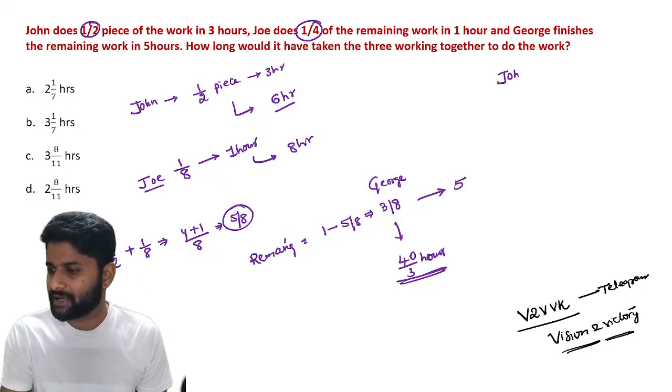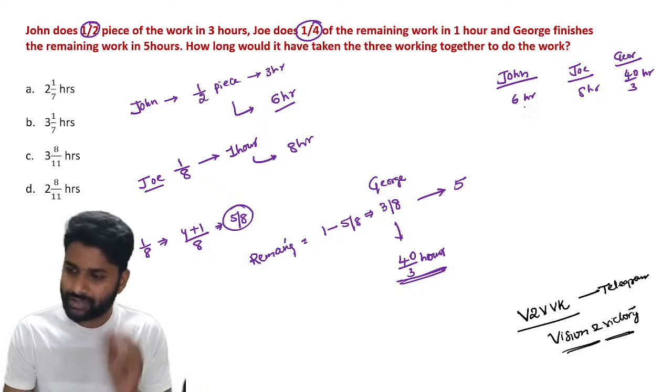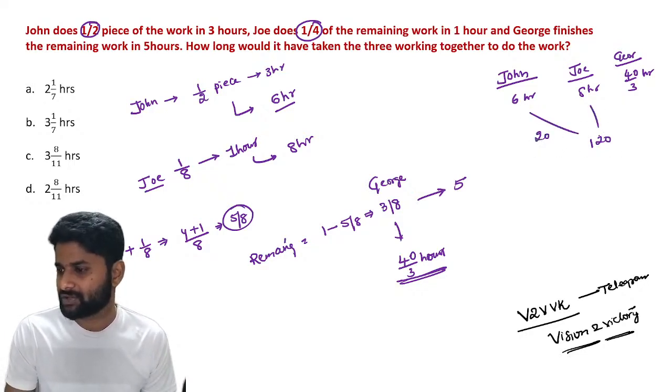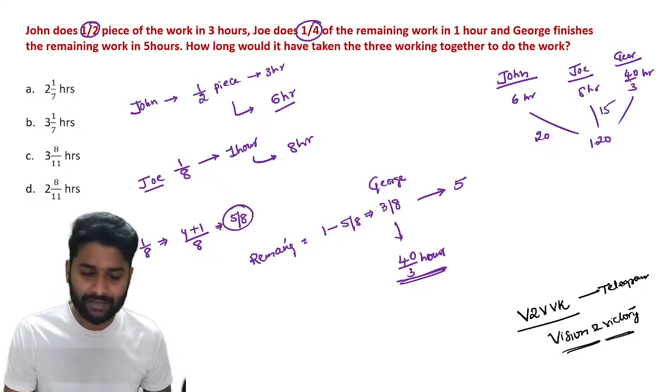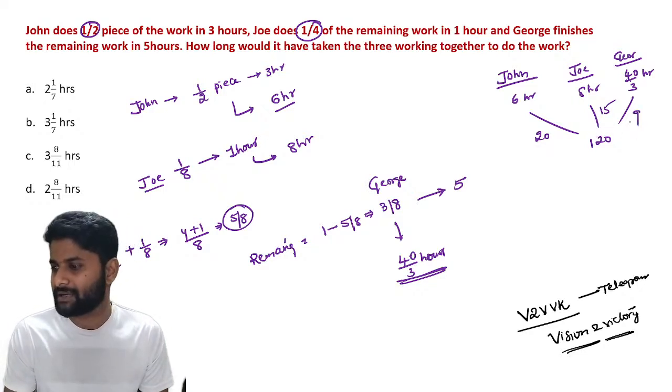Let's go for the data again. John 6 hours, Joy 8 hours, and finally we have George 40/3 hours. Now let's go through these numerator values 6, 8, 40. So LCM here is exactly equal to 120. Now here John efficiency is 20 units, Joy efficiency is 15 units, and George efficiency, 40 becomes 120, is 3 times, and we have denominator 3 goes for numerator, it becomes 9.